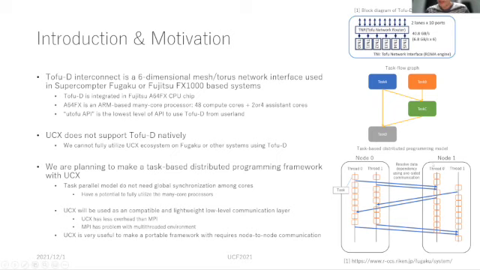In this framework, we want to use UCX as a lightweight low-level communication layer, because we just need a lightweight one-sided communication. We want to use UCX rather than MPI because UCX has less overhead than MPI. Also, some implementations of MPI have problems in a multi-threaded environment. So we want to control this by using the lower level API of UCX.